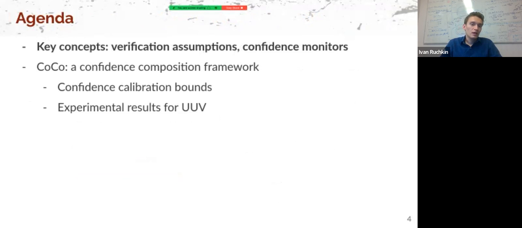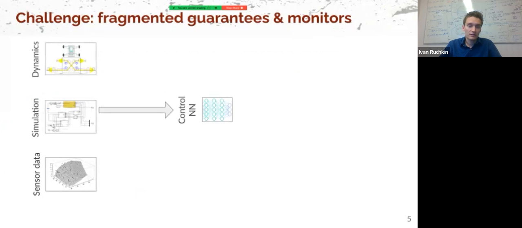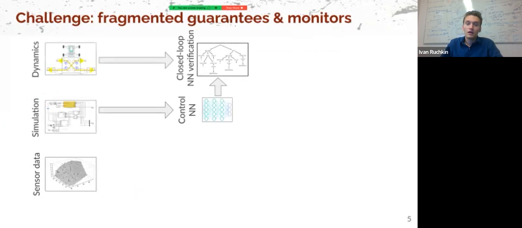So let's get into it, and let me explain why we even need these key concepts in this scenario. So suppose you're building this UUV system, and you have a couple of things. You have a simulator of that vehicle and the sensor data from the real vehicle. So one thing you can do is train a control neural network using reinforcement learning in that simulator. Of course, we want to know how safe this controller is, so we'll create a dynamical model that describes how the system and the environment move, and plug it in along with the controller into one of the state-of-the-art approaches for safety analysis. It's called closed-loop neural network verification.